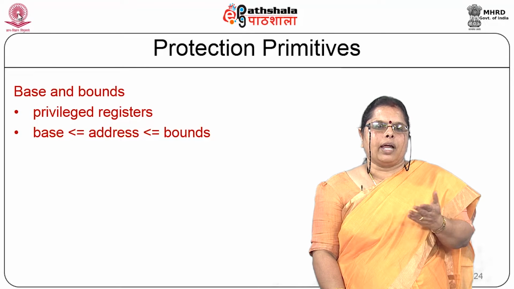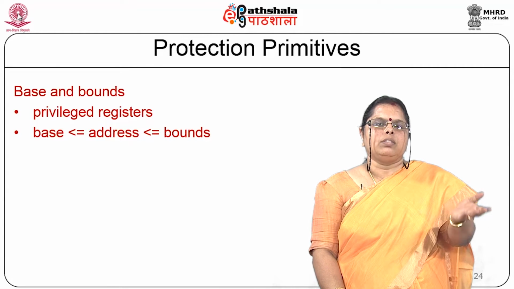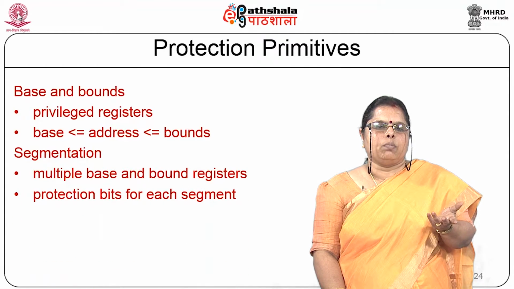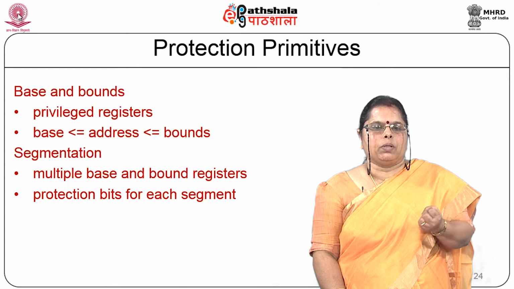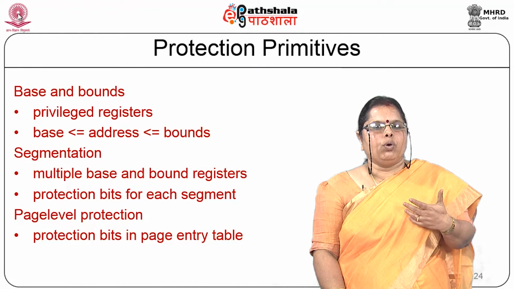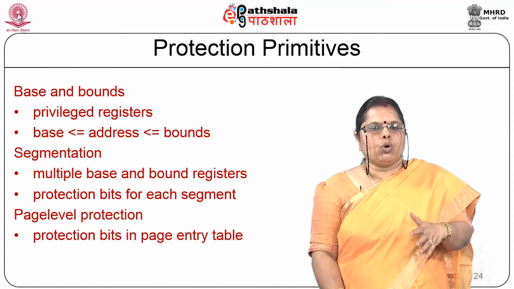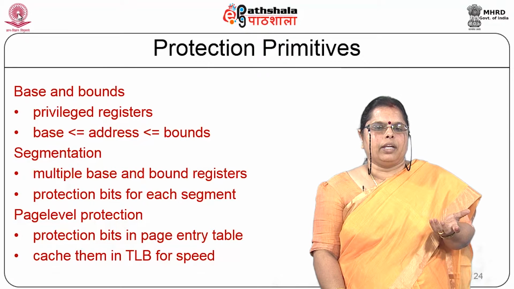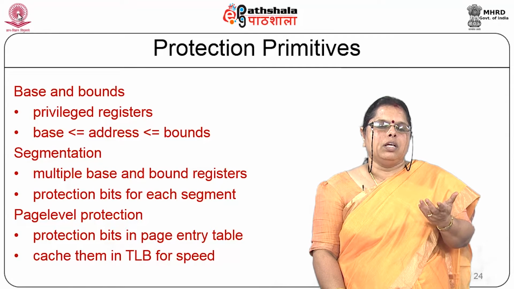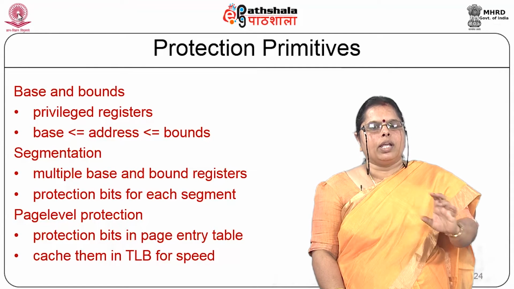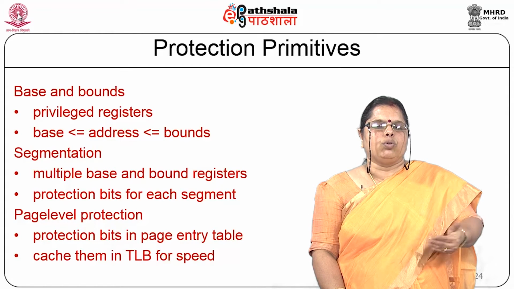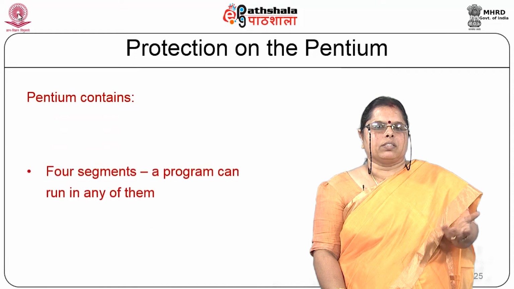So, you check whether the address that you have is greater than or equal to your base address, but less than the bounds limit that we saw. In segmentation, you can have multiple base and bound registers because you have multiple variable segments, and you have protection bits for each segment. If you look at page level protection, the protection bits are already available in the page table entry, and this protection information can normally be cached in the TLB itself, so that when you do a TLB access and get the translation, you also get the protection information. So, you decide whether you are allowing further access or not.